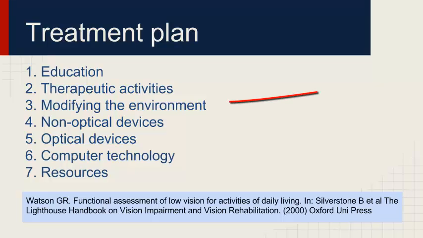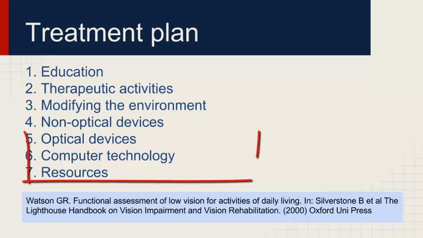Next, you should modify the environment, so things like increasing size, improving contrast, manipulating color, using lighting, and avoiding glare are all very important. And I'll be talking to you more about those things, modifying the environment, in this particular presentation. There's also optical devices, which we already know about with our case study previously of Mr. Percy Fredericks, who needed a magnifying glass.